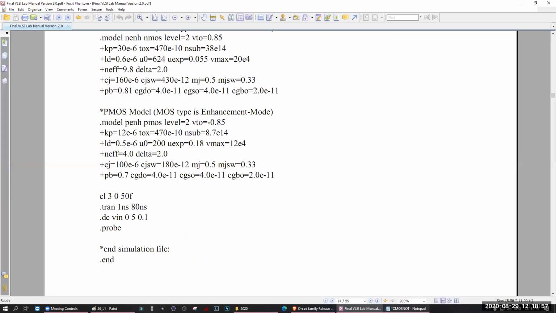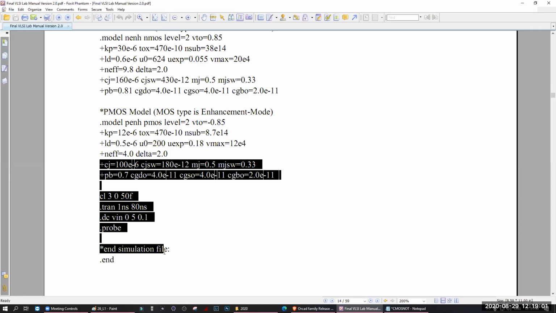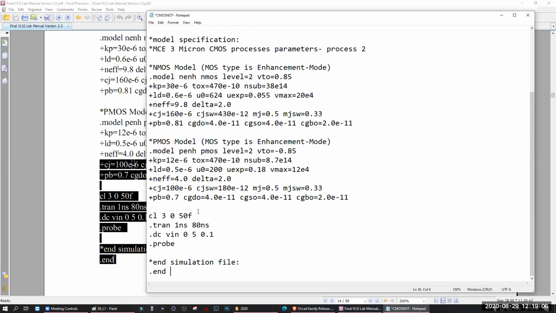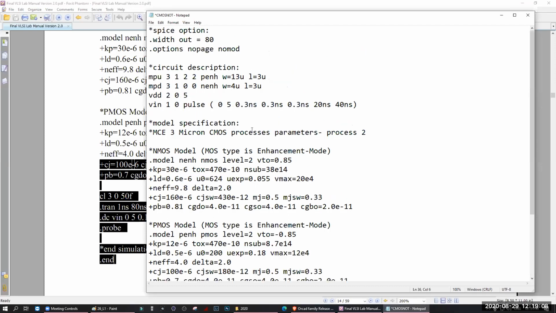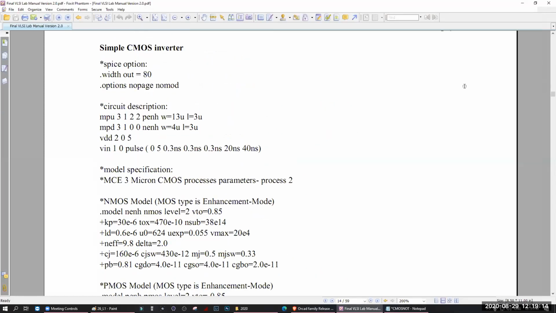Now the rest of the part. That's it, right? So this is the code that we have just copied. Now I will explain what this is. Let's get back.